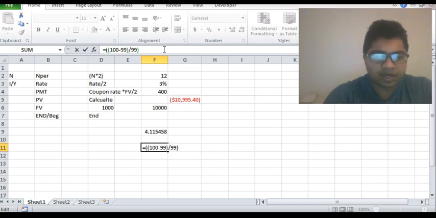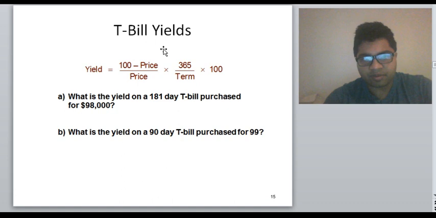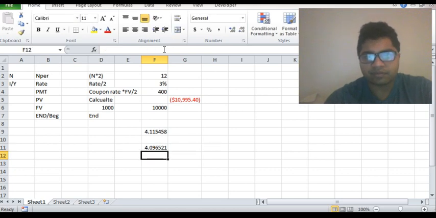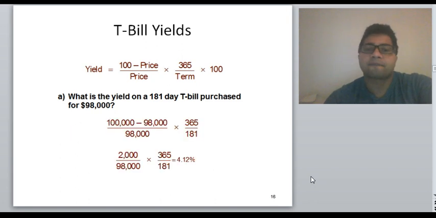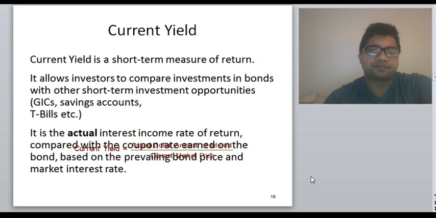Multiplied by 365 divided by, it was a 90-day bill. So the yield is 4.09. So it helps us to compare different maturity T-bills. Okay.